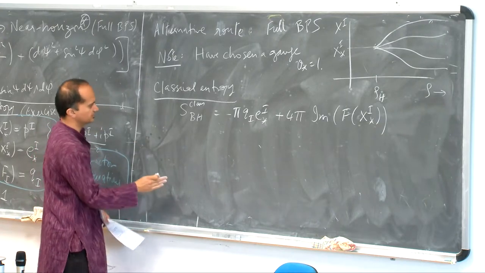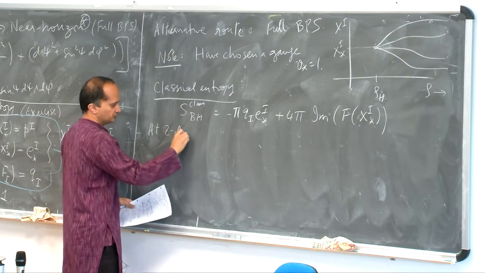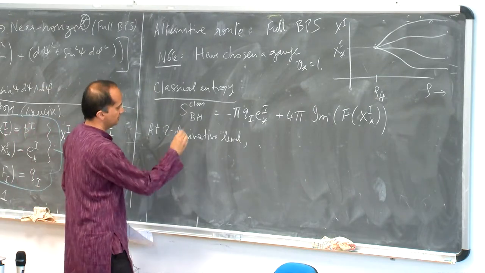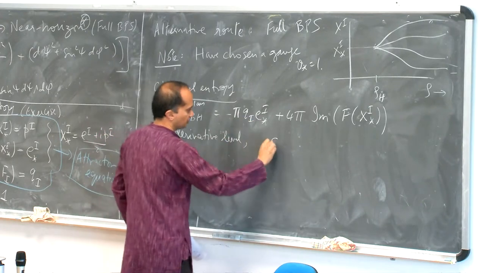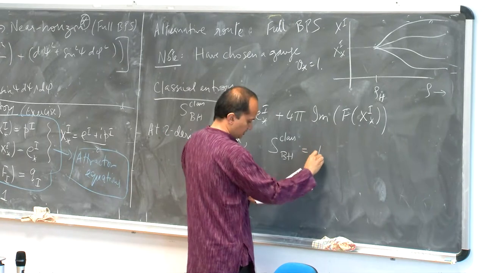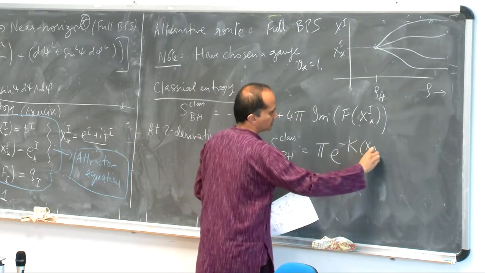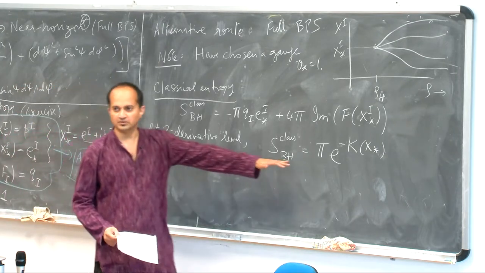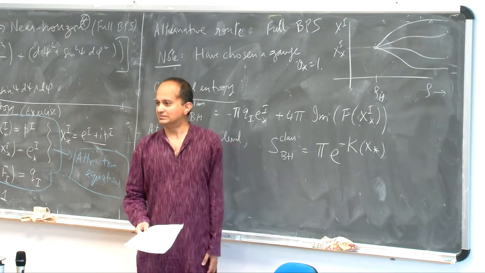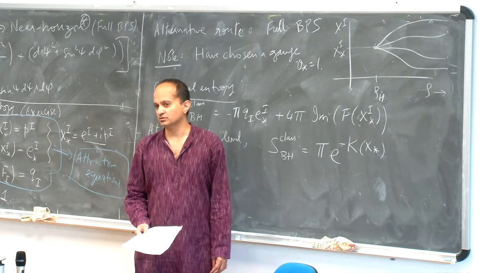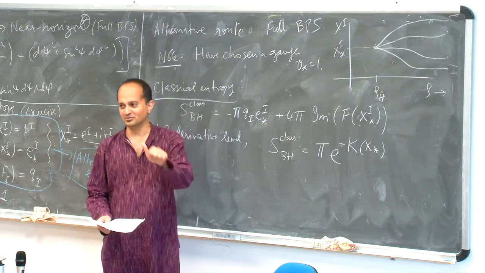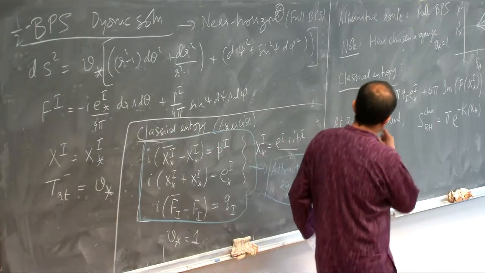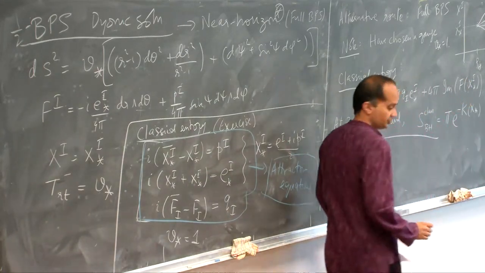And again, just to connect to other treatments, sometimes you might see at two derivative level, which is what we have been talking about so far, you can show that this expression is also equal to pi times e to the minus k of x star. Okay. And that's, in some of the original papers, that's how the entropy was first presented. I think it's a nice paper by Gibbons and Kallosh and, okay, two or three, some subset of Gibbons, Kallosh, Ferrara, Strominger. Okay. So that's the end of one topic. Let me pause for questions.